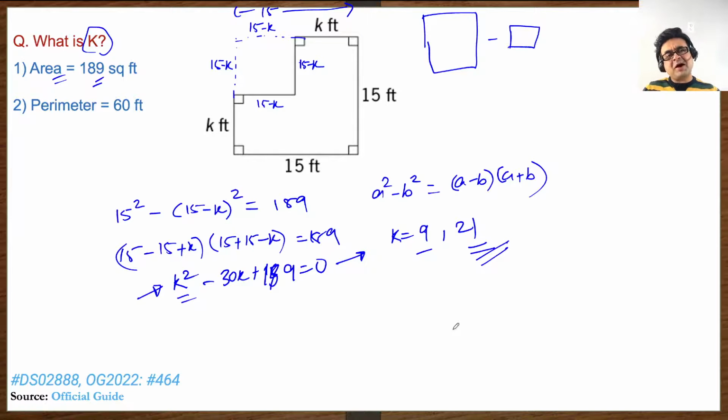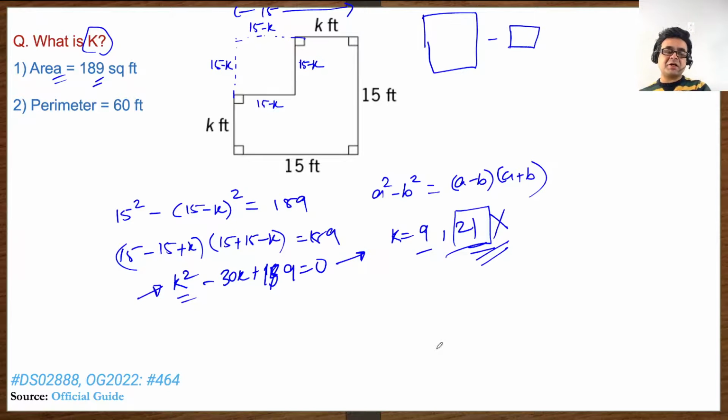And why is this a trap? Look at this value 21. Can k be greater than 21 when the biggest side on the square is 15? It's not possible, because then 15 minus k would be negative, and 15 minus k is the side of the square, right? So this 21 value is not even possible.